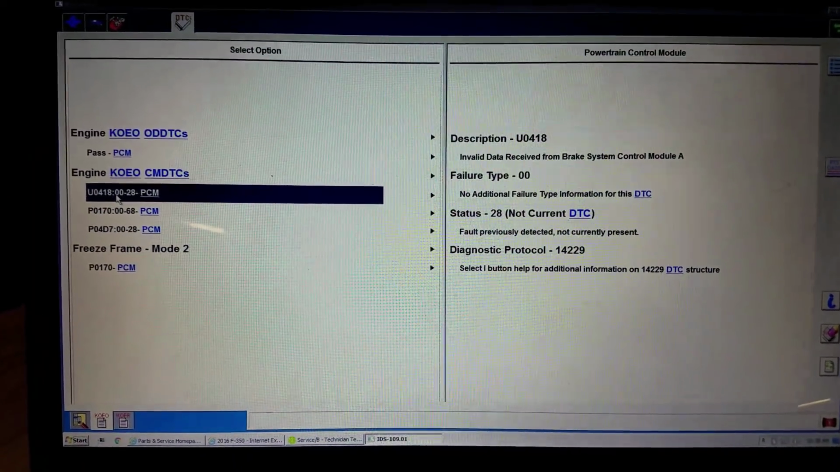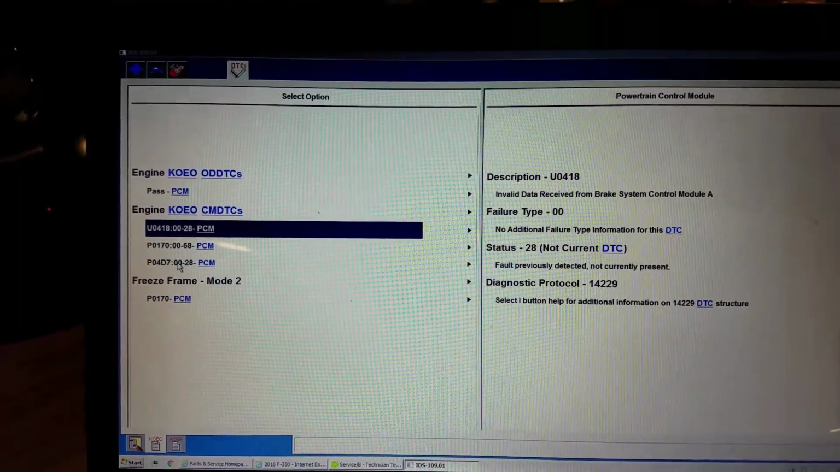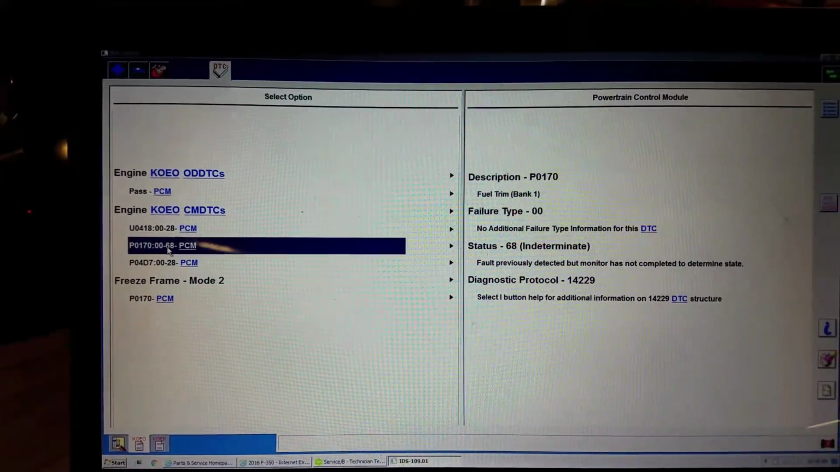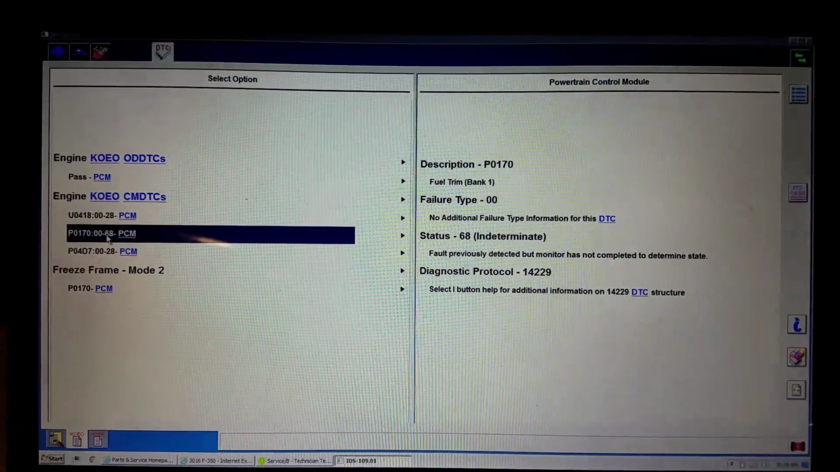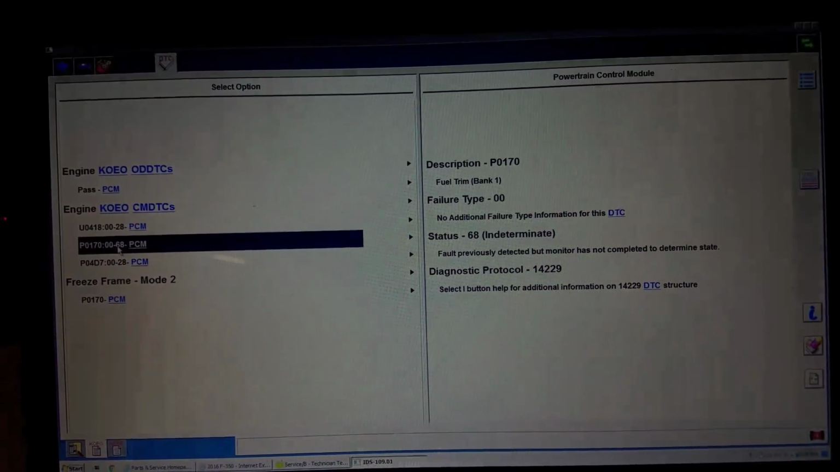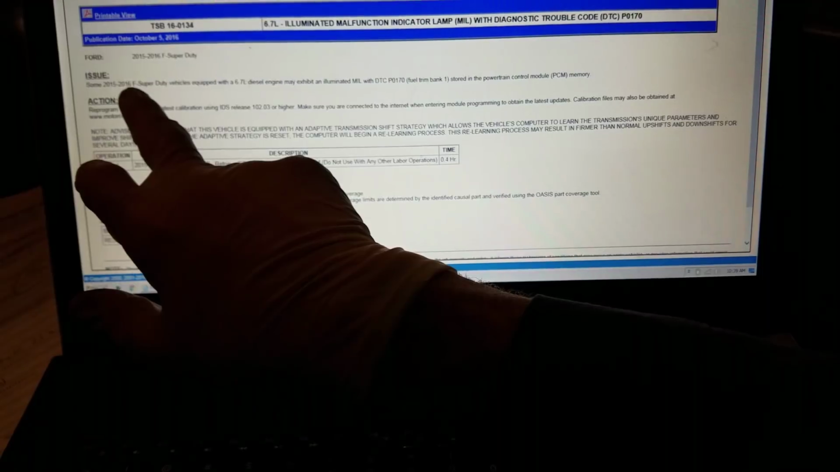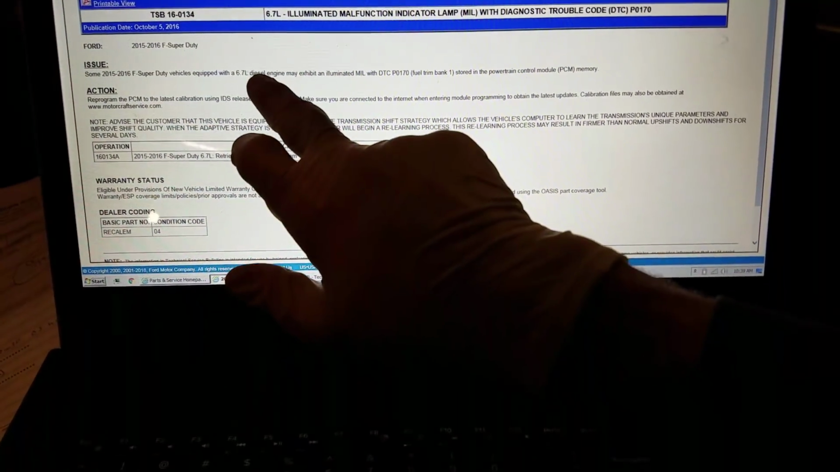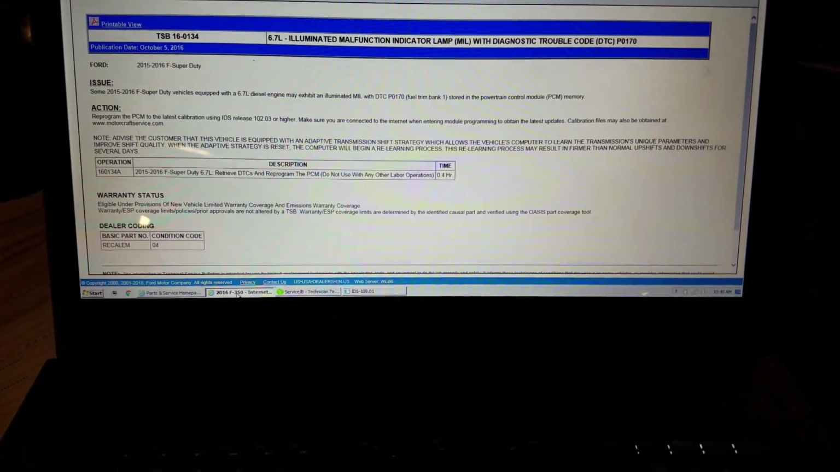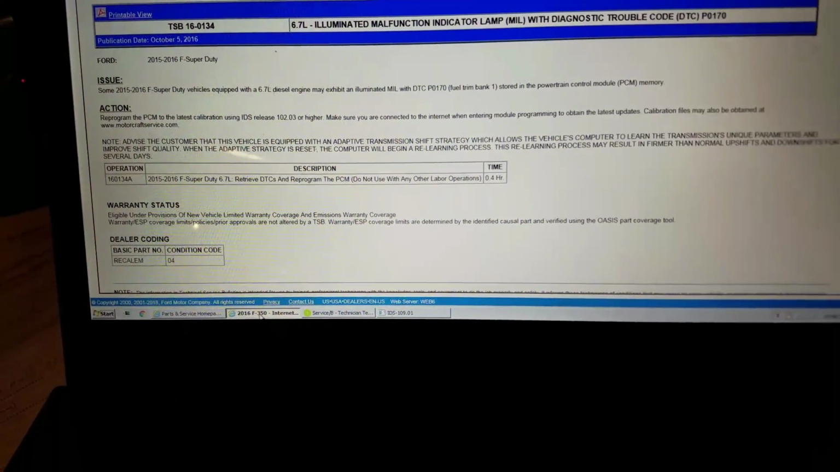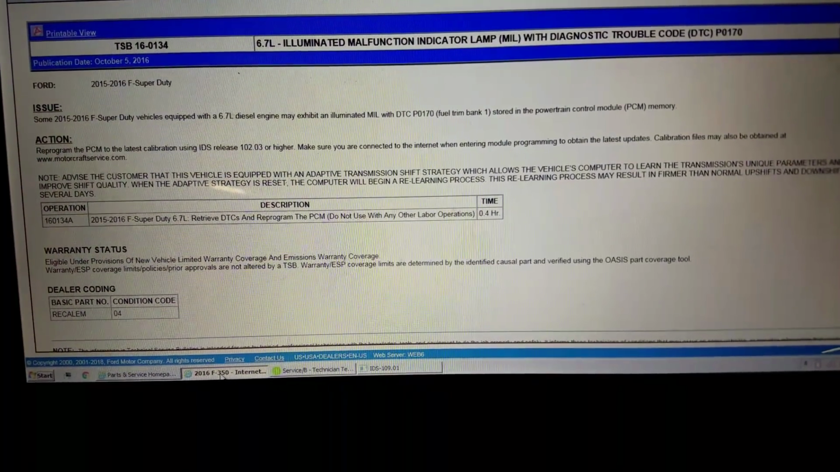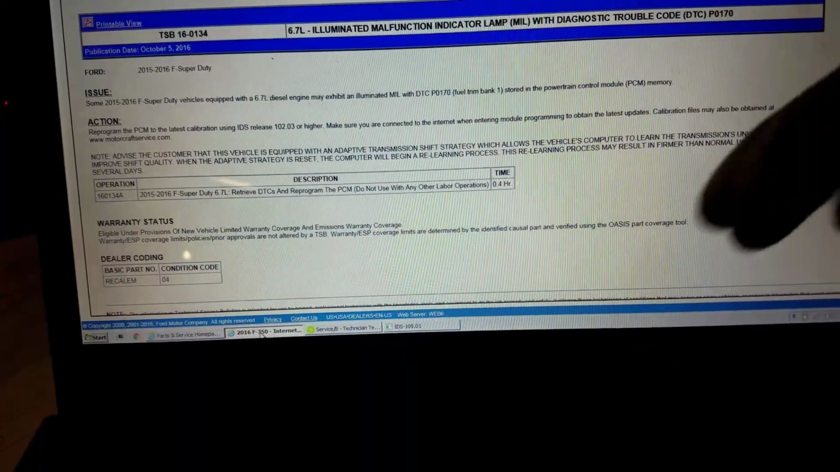So yeah, I've never gotten this DTC, but I have gotten this one before, and I want to show you what we have to do to resolve that. There's a technical service bulletin saying that some 2015 or 2016 Super Duties equipped with a 6.7 and this DTC, we need to reprogram the PCM with the most current level software available. So that is what we're going to do to resolve the P0170.